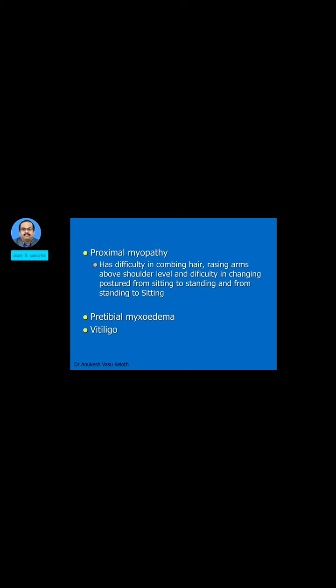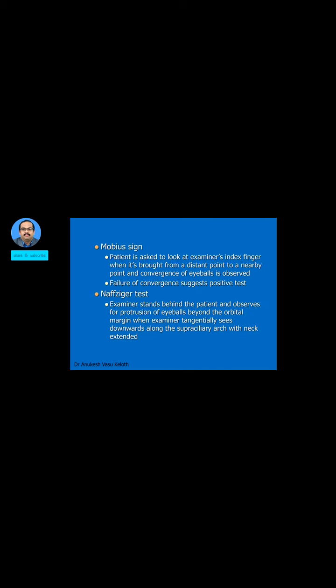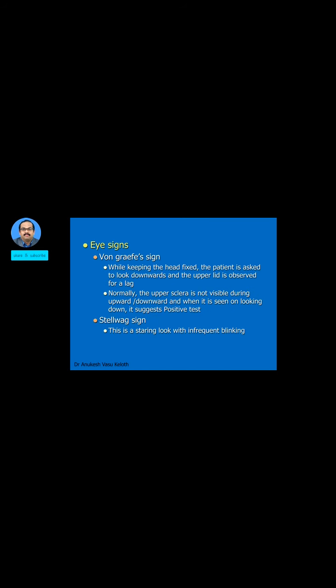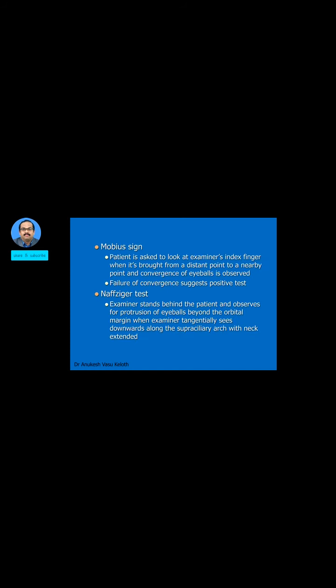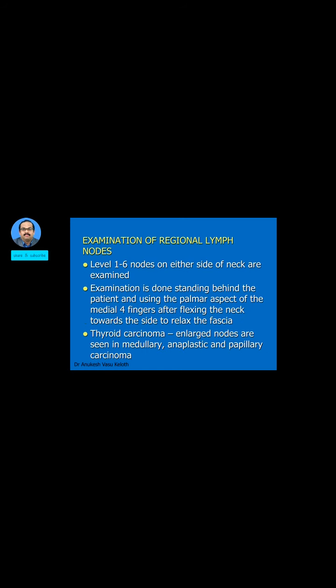Now sometimes unexplained vitiligo may be due to toxicity. So these are the signs of toxicity. So we have tachycardia, tremor, warm moist skin, eye signs, proximal myopathy, pretibial myxedema, and vitiligo.